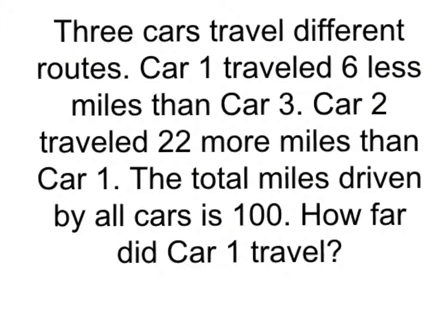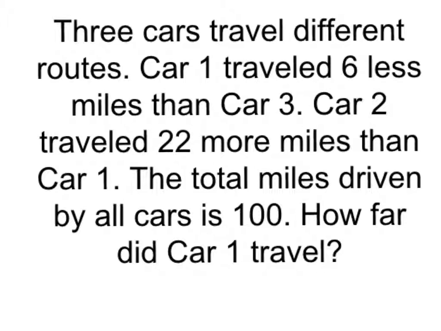Three cars travel different routes. Car 1 traveled 6 less miles than car 3. Car 2 traveled 22 more miles than car 1. And the total miles driven by all cars is 100. How far did car 1 travel?